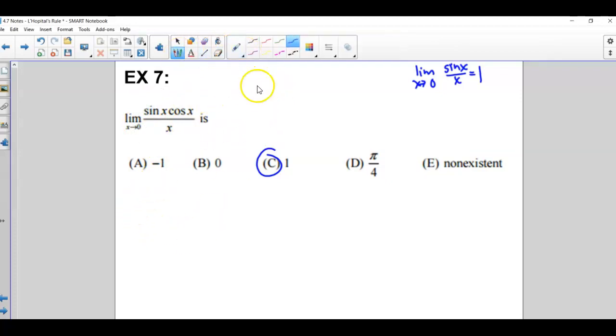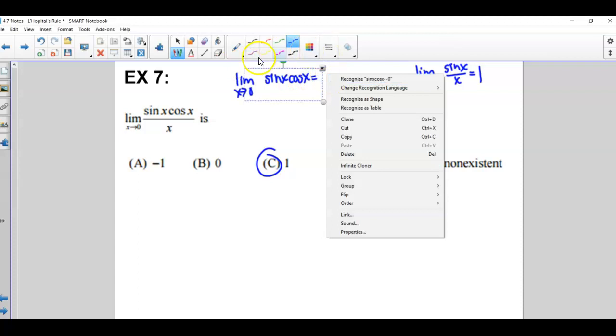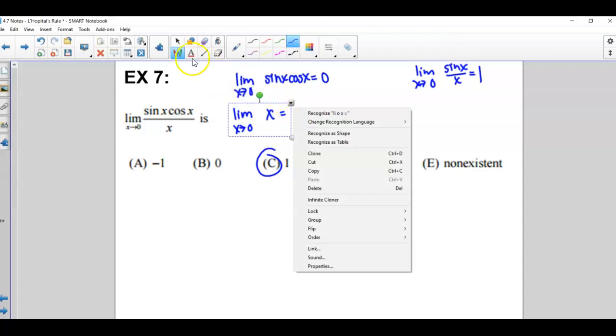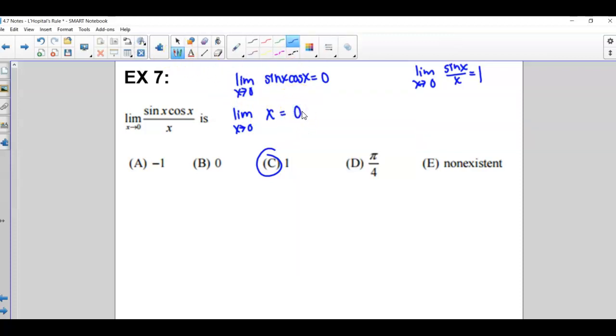Although first we must show that the limit as x approaches 0 of sine x cosine x equals 0, which it does. And we must show that the limit as x approaches 0 of x equals 0, which of course is evident there.